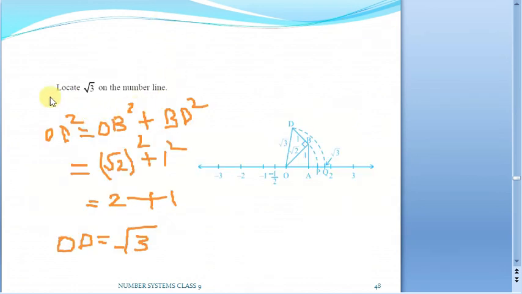Suppose we want to locate root 3 on the number line. So here we want root 3. How can we proceed? We shall take the number line here. We just have to use the Pythagoras theorem only here. So in the last example where we located root 2, we just have to look for the combination. How will you get this particular root 3?